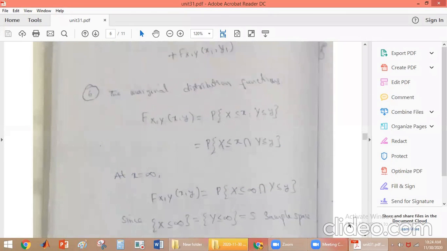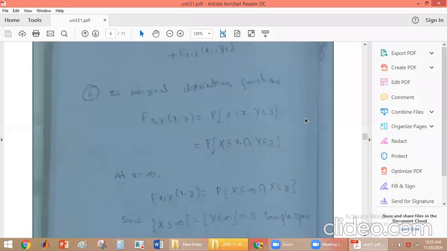And what does the sixth property say? The marginal distribution function. So F_XY of x comma y is equal to probability of x less than or equal to x, y less than or equal to y. This is the joint probability distribution function formula. From this, how do we write this? It is probability of x less than or equal to x intersection, joint means intersection, y less than or equal to y.